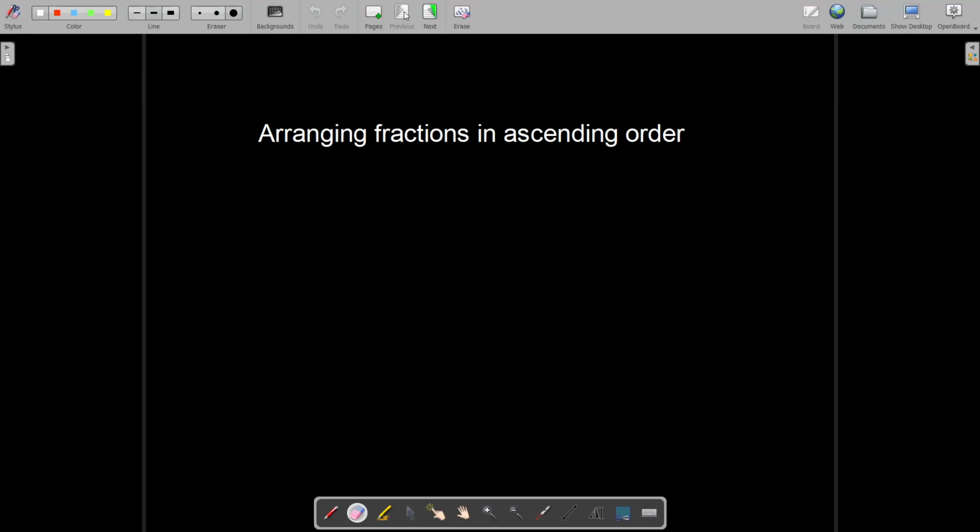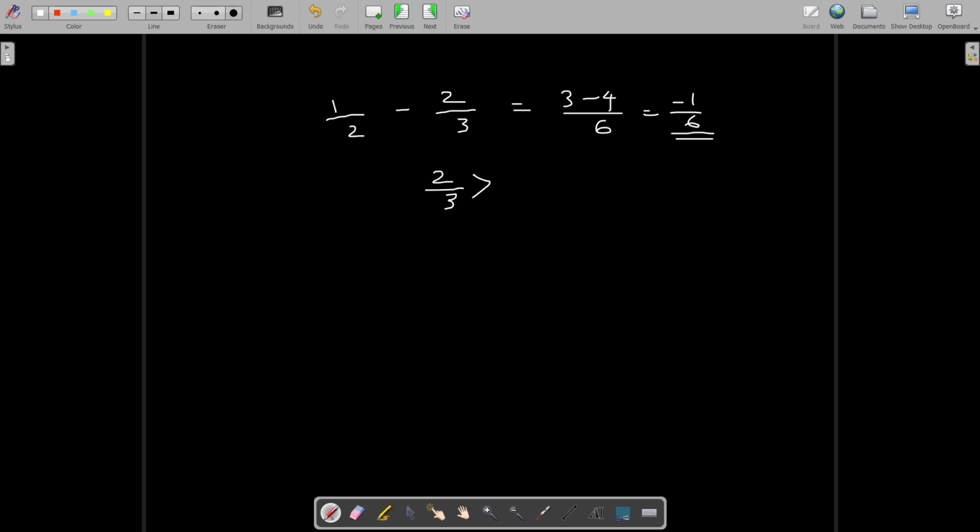Hi guys, in this video we are going to learn how to arrange fractions in ascending or descending order. Let me start at the very basic. Let's say we have to compare two fractions, 1 by 2 and 2 by 3. If we want to know which one is the bigger fraction, just try to subtract one from the other: 3 minus 4 by 6 is a negative number. If you get a negative number as the answer, then clearly 2 by 3, the second one, is bigger than the first number.